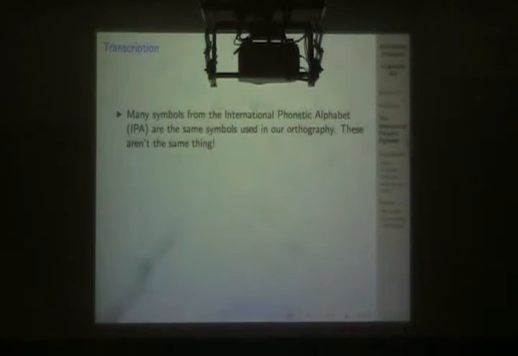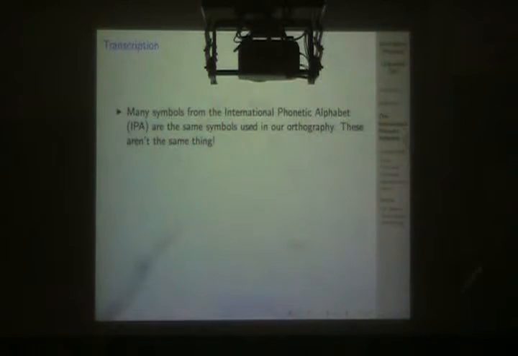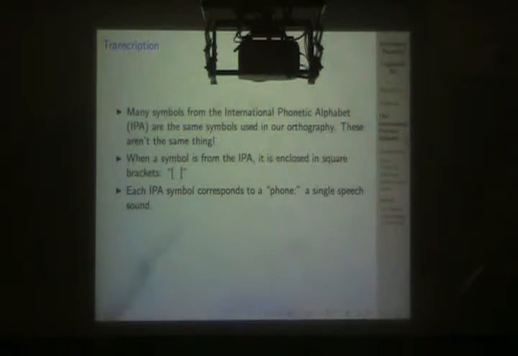Okay, but it's important that we understand when we use a symbol that's found both in the spelling system and in the International Phonetic Alphabet that we know which of these meanings it has. And so whenever you are using the International Phonetic Alphabet, you should enclose those symbols, those letters, in square brackets. That will be our signal that these letters are from the International Phonetic Alphabet. They mean what that alphabet means. Each one of these letters will correspond to a single, unique sound. Single, unique sounds are called phones. So there's a one-to-one mapping between the letters of the alphabet and phones.